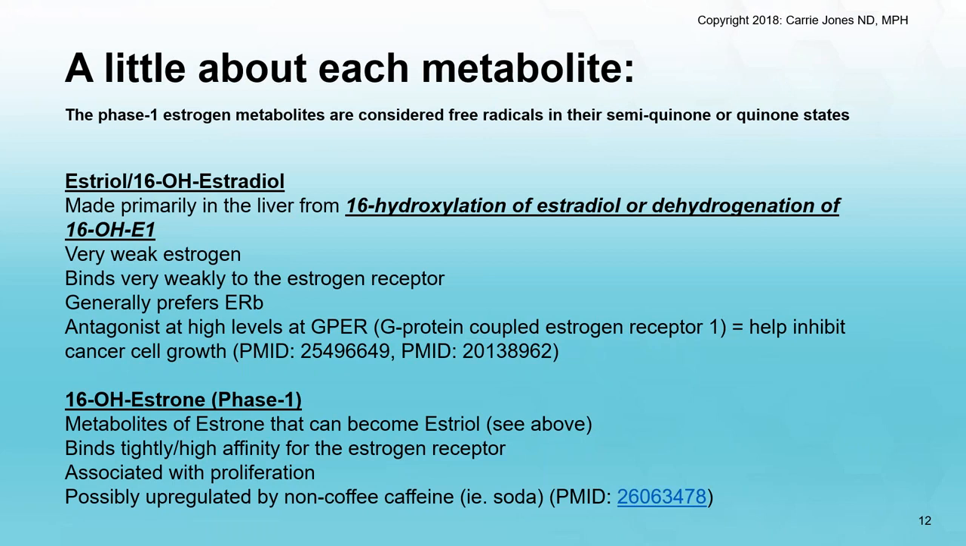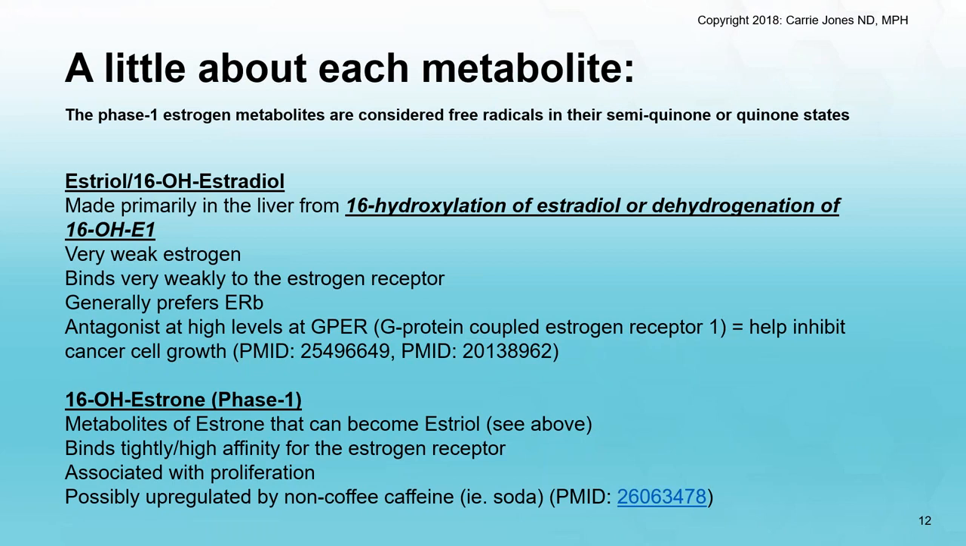Unfortunately, though, 16-hydroxy-E1 binds extremely tightly to the estrogen receptor and can be almost as potent as estradiol. So if you have a lot of 16-hydroxy-E1 on testing and she's reporting a lot of estrogen dominant type symptoms, tender full breasts, heavy periods, clots, cysts, fibroids, endometriosis, adenomyosis.